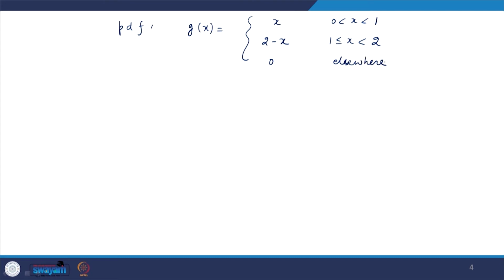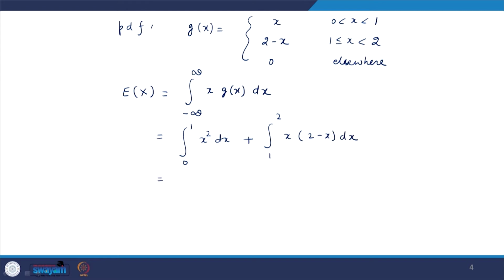Okay. Now, you want to find the expectation of x. As per the definition, it is the integral from minus infinity to plus infinity of x g(x) dx. Here the PDF is given by g(x), so g(x) will come here. It is further written as, now this integral is 0 except from 0 to 2. From 0 to 1 g(x) is defined as x, and from 1 to 2 it is 2 minus x. So, from 0 to 1 it is x square dx, plus from 1 to 2 it is x into (2 minus x) dx.